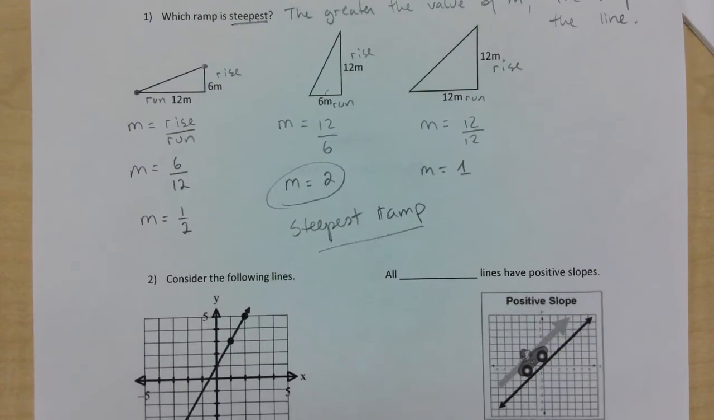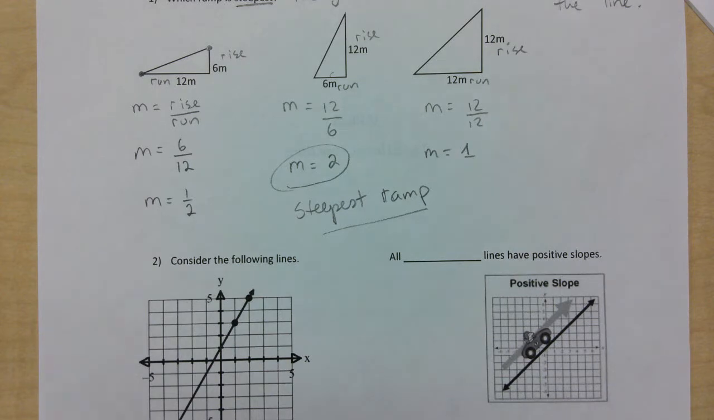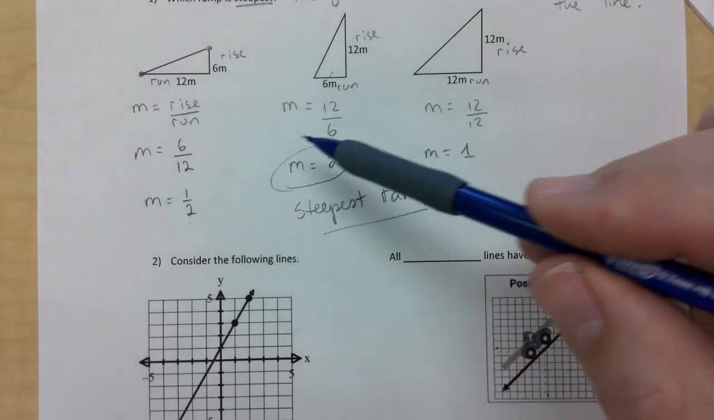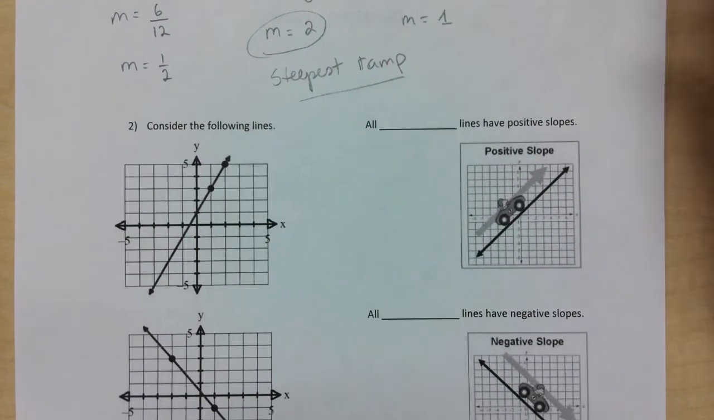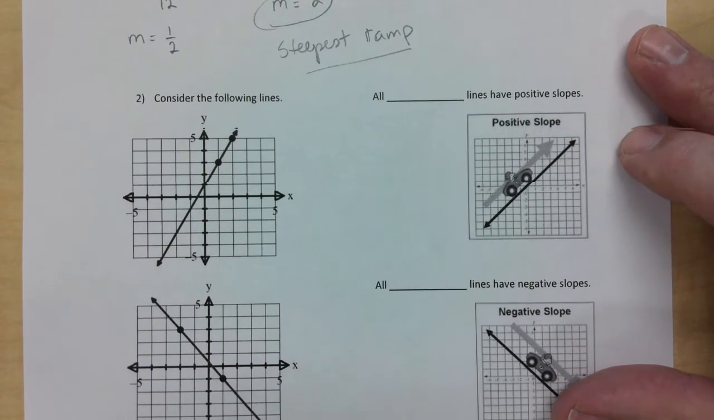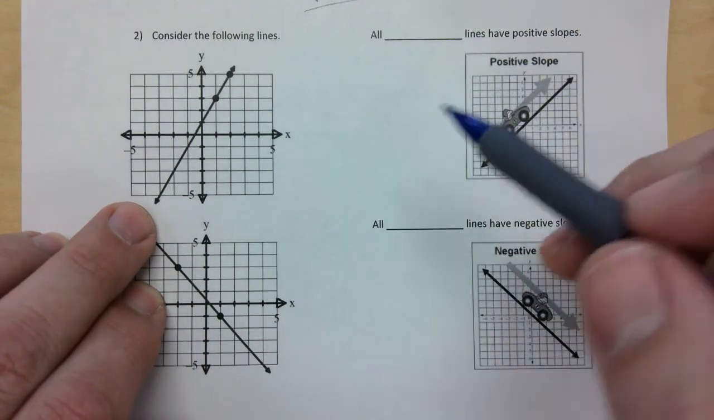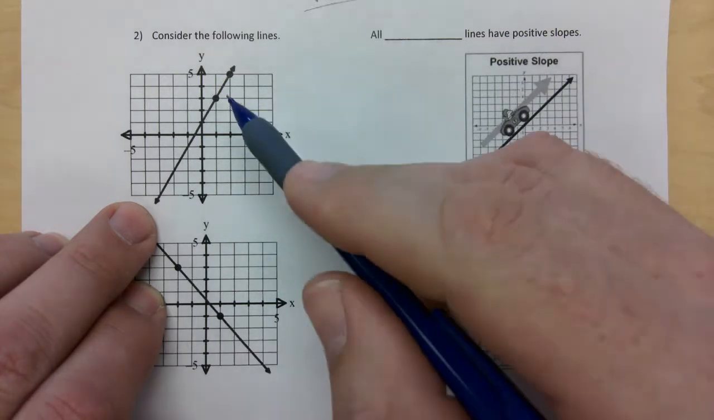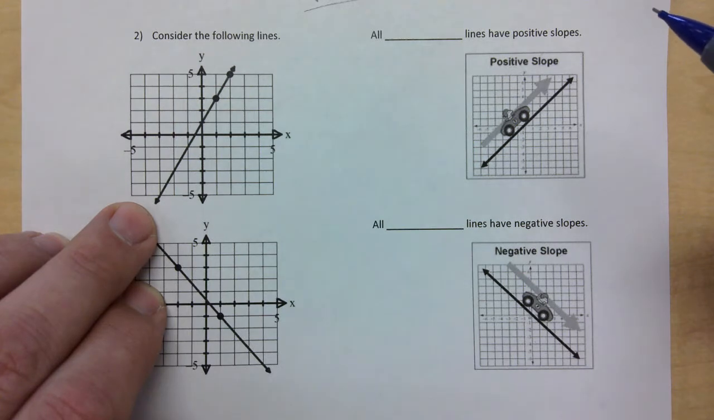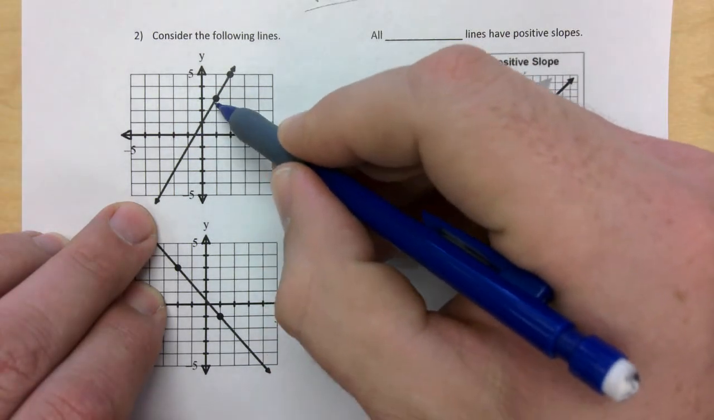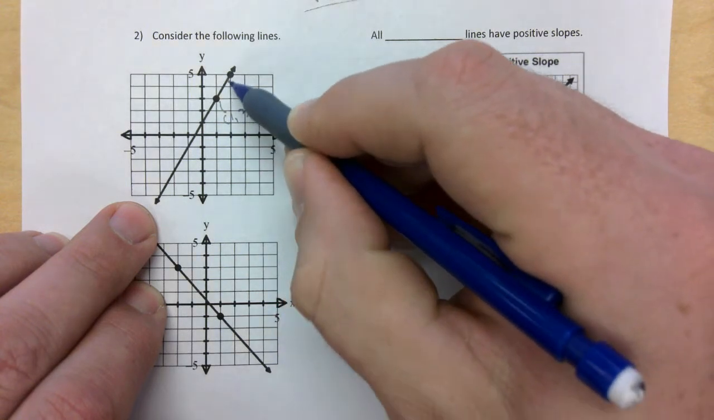It could be that they're just giving you the rise and the run of the various ramps, and you just have to figure it out. And this is how you do it. Okay. Consider the following lines. So what we're going to do is find a slope using the formula because we actually have the points: this is 1, 3, and this is 2, 5.